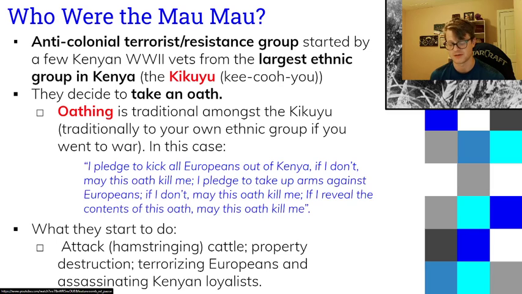So what they'll do, for example, is they'll go and hamstring cattle. That means they cut the actual hamstrings of the cattle so the cattle can't walk, and they die and are useless. Because again, cattle is a form of wealth in many parts of Africa. They'll go and destroy property. They will leave intestines and blood smeared to cause terror and fear. And then they start to take a much more violent bend as time goes on.